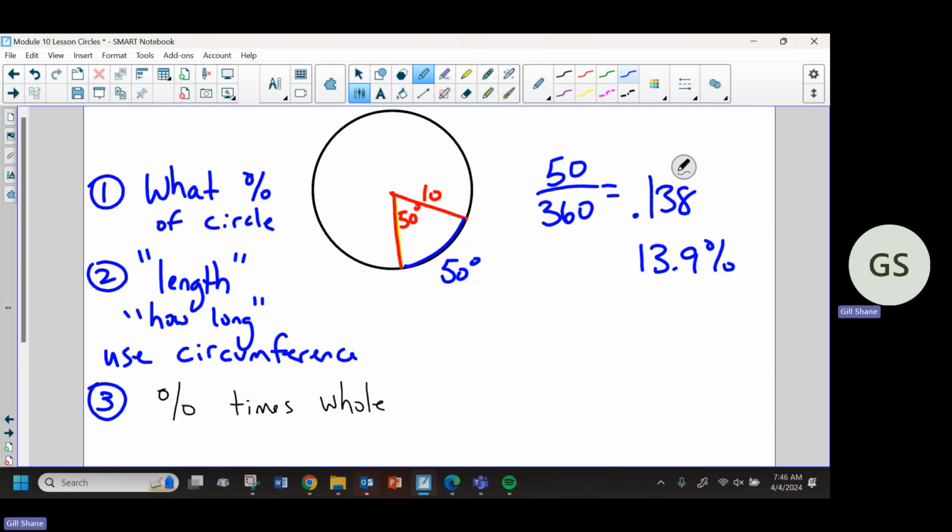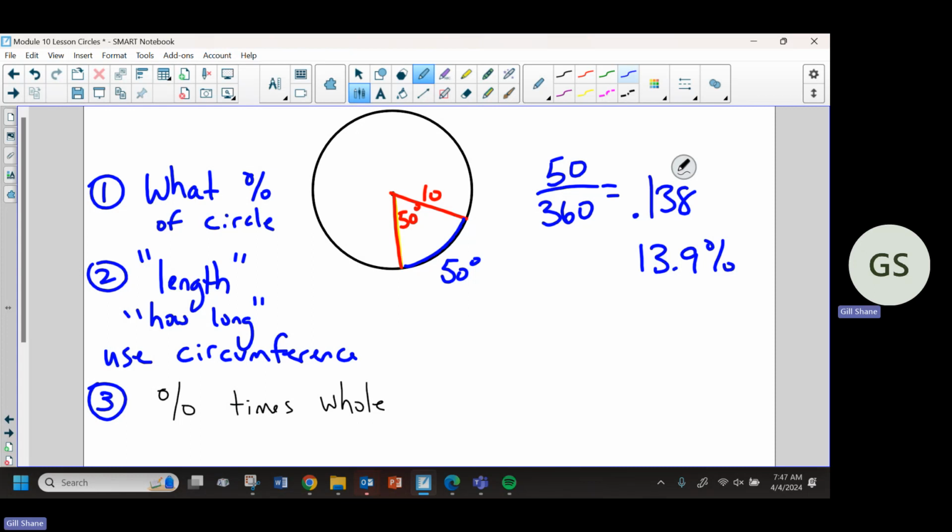So if they want to know it in degrees, then the whole is 360. If they want to know it in radians, what's the whole circle? How many radians in one circle? 2 pi. So if they want to know it in radians, then you're going to multiply times 2 pi when you do the whole. You need to know those two.